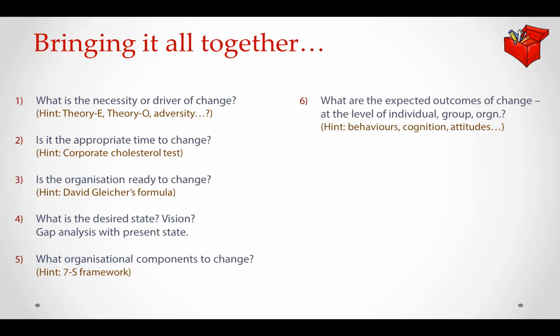what are the outcomes that I'm expecting, right? So what are the outcomes I'm expecting at the individual level, at the group level, at the organization level? At this time you should recall the discussion on behaviors, cognition and attitudes. When we talked about change, especially at the individual level, we said it's easier to change behaviors first. The next level of difficulty is changing what they know, and the third level is changing attitudes or perspectives, right? So that is our next level.